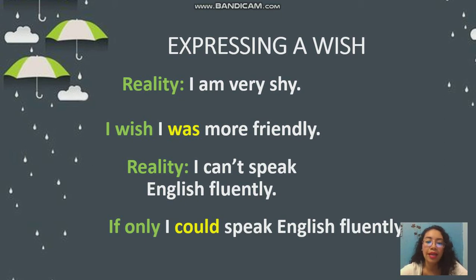Just one more to get the hang of it. Imagine I say, oh, I can't speak English fluently. That's the reality. So what do I want? Oh, if only I could speak English fluently. From present, that is can't, that is in negative because that is the reality, to past, could. Okay? So those are two very simple ways I can use for expressing my wishes.